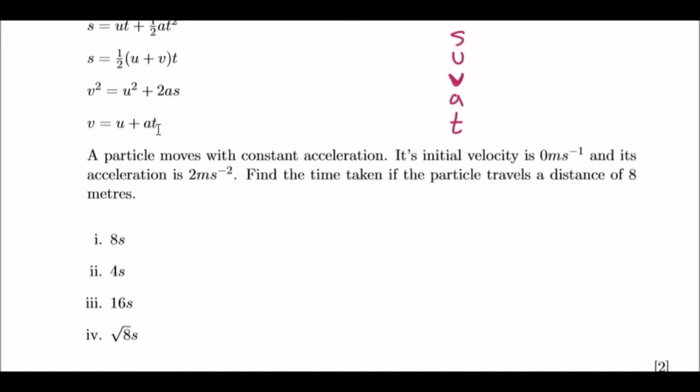Now what do we have? So we've got a particle that moves with constant acceleration, so acceleration is fixed. Its initial velocity is 0, so the initial velocity is 0 meters per second. So this tells us that u equals 0. And its acceleration is 2 meters per second squared, so a is 2. Find the time taken, so we don't know what the time is, if the particle travels a distance of 8 meters, so the distance is 8.